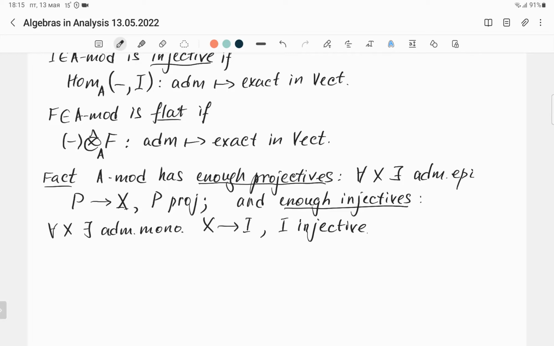Well, today, our main focus will be on flat modules. Flat modules are important for many reasons. In particular, they are important because they are related to amenability of Banach algebras.